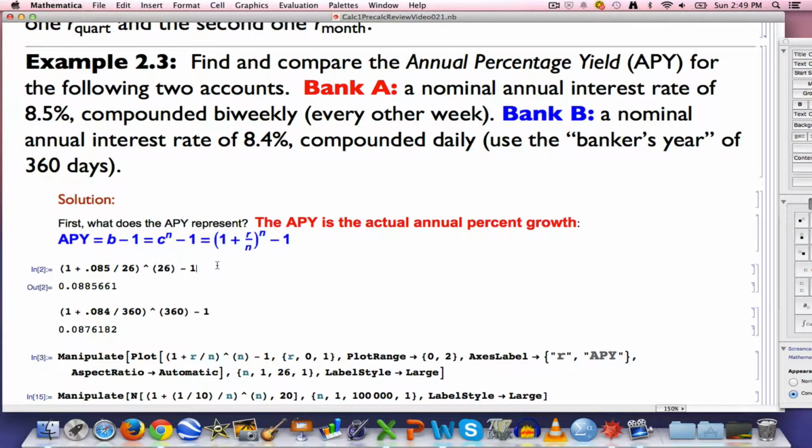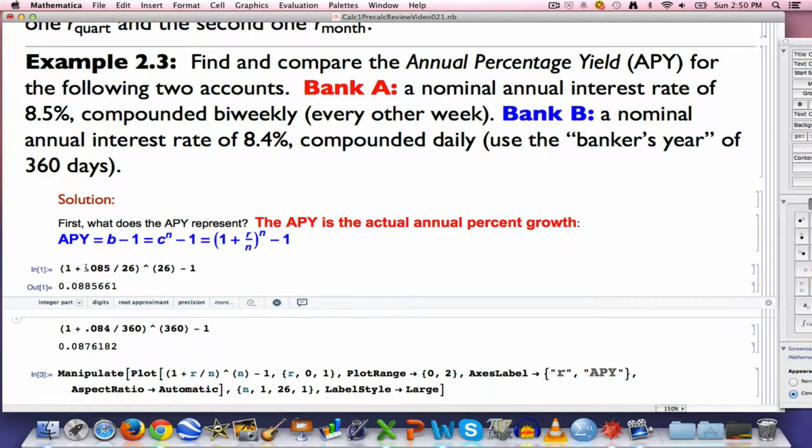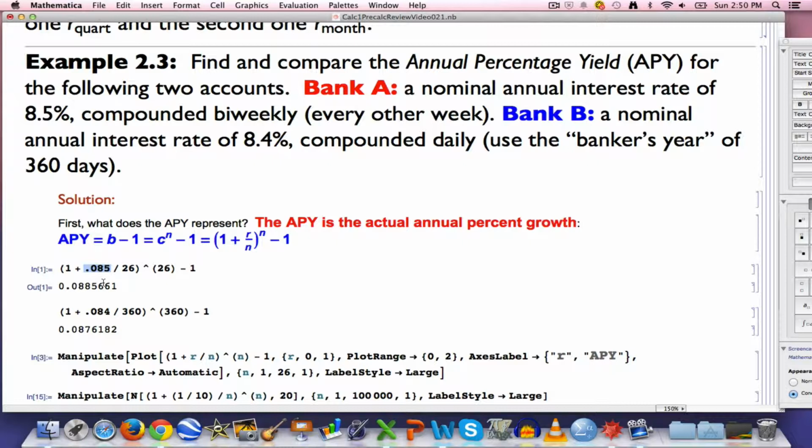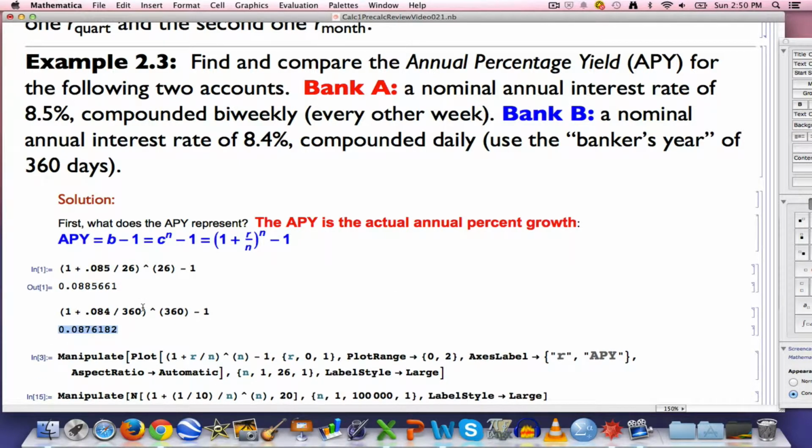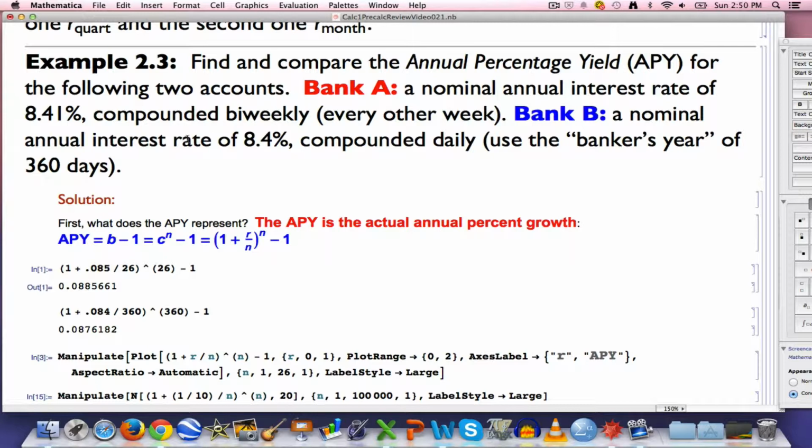We used Mathematica to find its values, and in both cases, for both Bank A and Bank B, we got values of the APY that were a little bit bigger than the quoted nominal annual interest rate r. The 8.5% compounded biweekly ended up having an APY of 8.86%, and the 8.4% compounded daily, essentially the banker's year with n equal to 360, gave an APY of 8.76%. So Bank A was better, but we also did see that if we reduced the r to 8.41%, Bank B ended up being better. So it's not just the interest rate, it is also the number of compounding periods, but the interest rate has sort of a bigger effect on the APY than the n does.